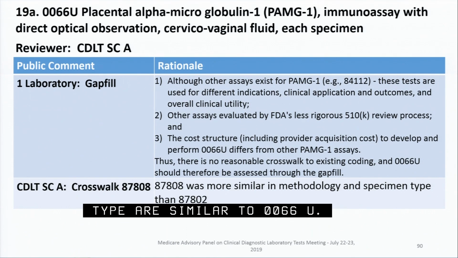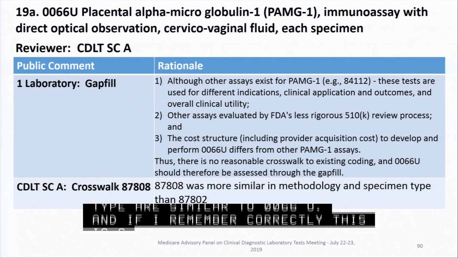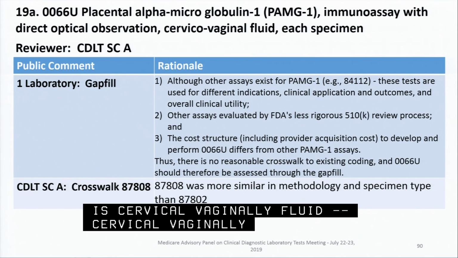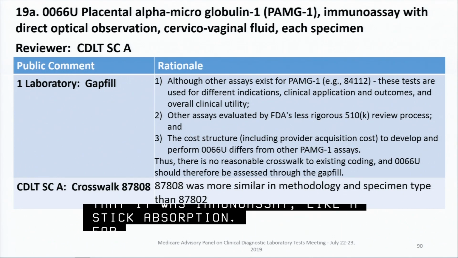And if I remember correctly, cervicovaginal fluid is the specimen. It's the same in both of these, or likely the same for 87808, and that it was immunoassay, kind of like a stick absorption for direct optical observation. So we thought that those were similar.